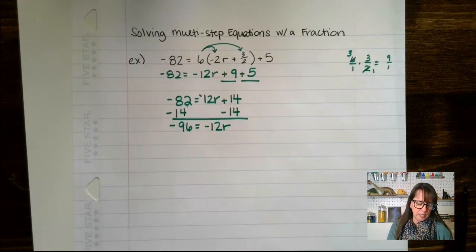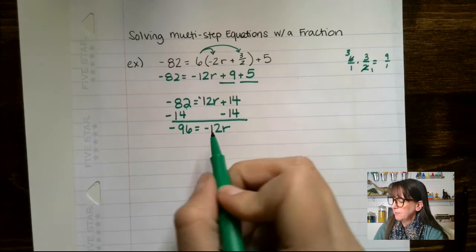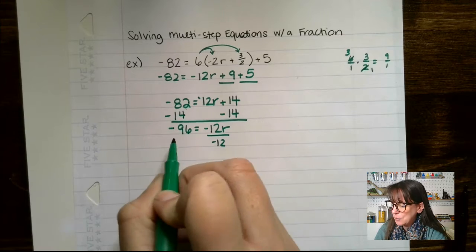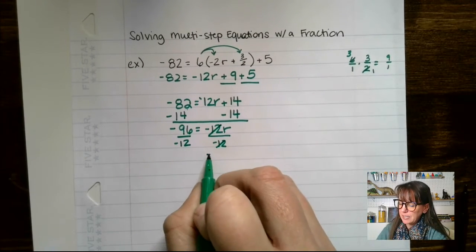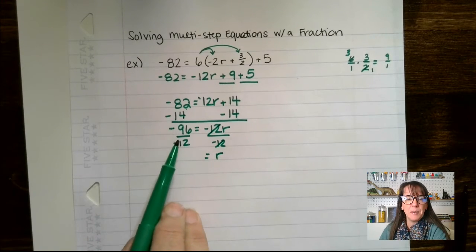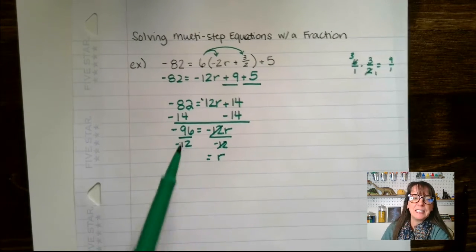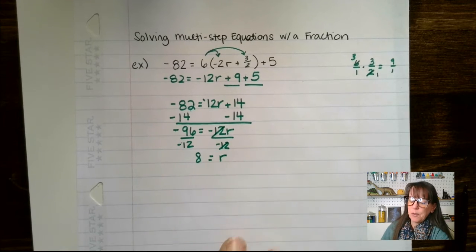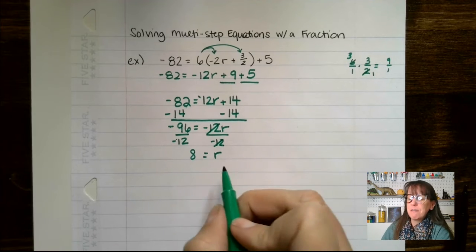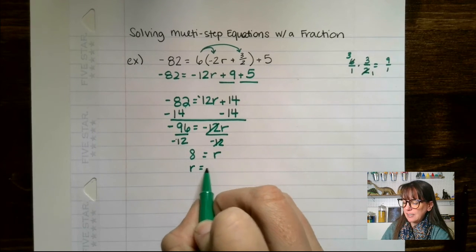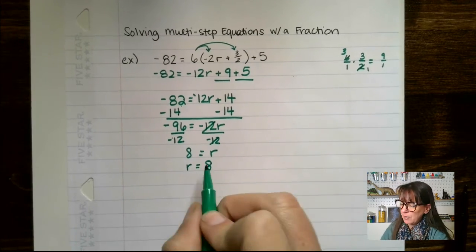Okay, now taking a look at that, you'll see that we're multiplying negative 12 times r. And the opposite of multiply is divide. So we're going to divide both sides by negative 12. When we do that, this guy cancels out and we're left with r equals. A negative divided by a negative is a positive, and 96 divided by 12 is 8. Now, it's always a good idea to use your symmetric property and rewrite this so that your variable is on the left-hand side. And that's your final answer.